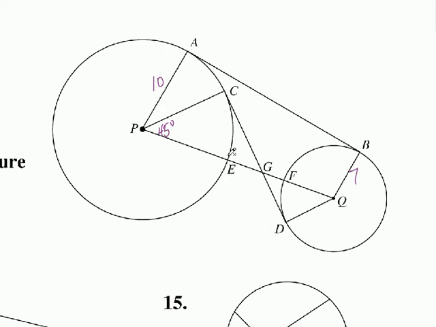So the first thing they ask you is find CG. Now look, if this angle is 45 degrees, tell me something about the angle that's formed here between a radius and a tangent. It's perpendicular. It's 90 degrees, okay? Yes?